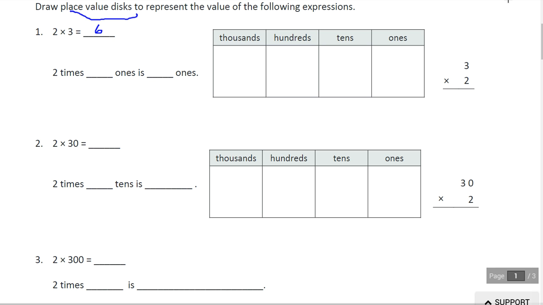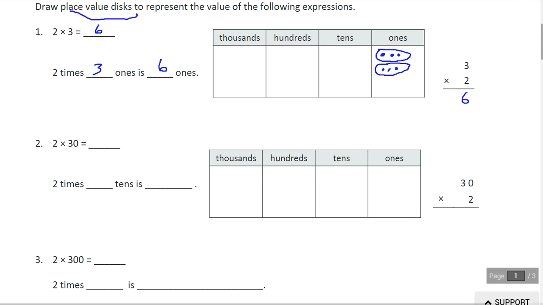Okay, so that means 2 groups of 3. Groups of 3, that'd be 1, 2, 3. There's one group of 3. And there's 2 groups of 3. So now, what do we have? Those are 2 separate groups, so 2 times 3 is 6. And so 2 times 3 ones is 6 ones. All right, that was pretty simple.